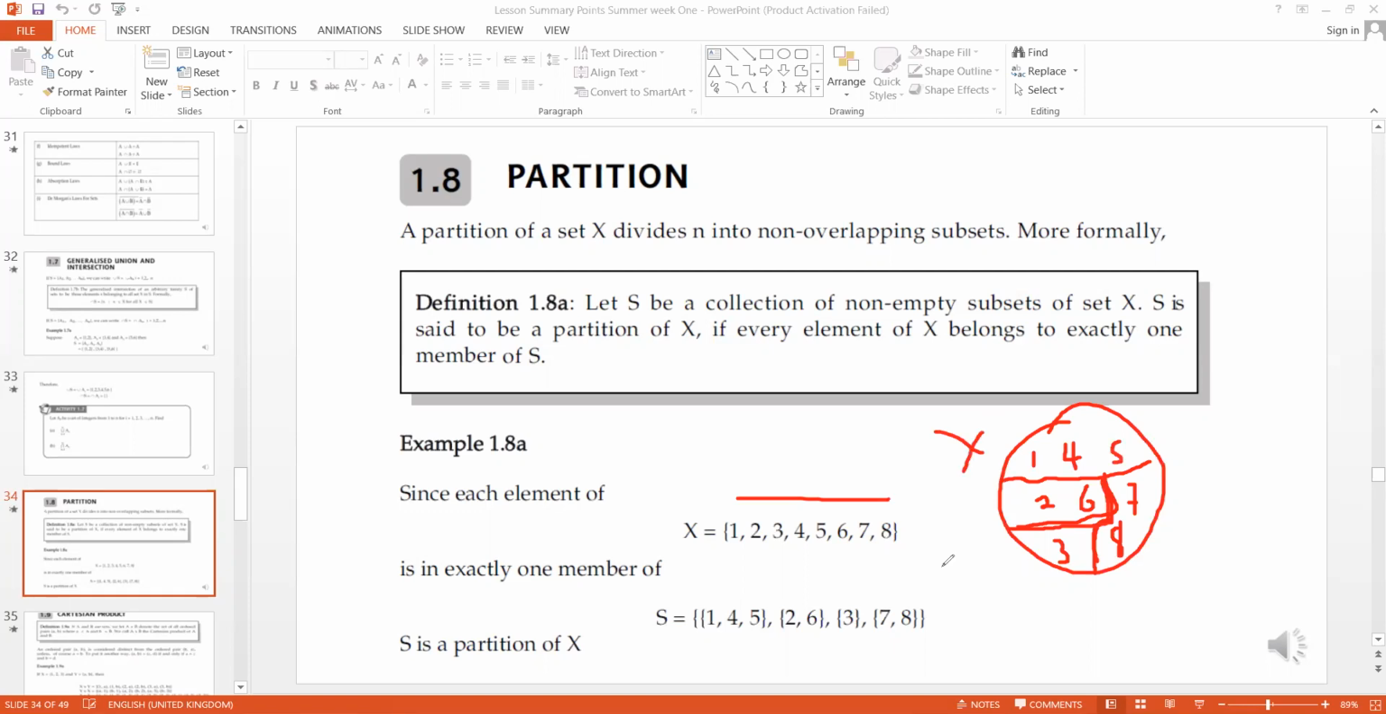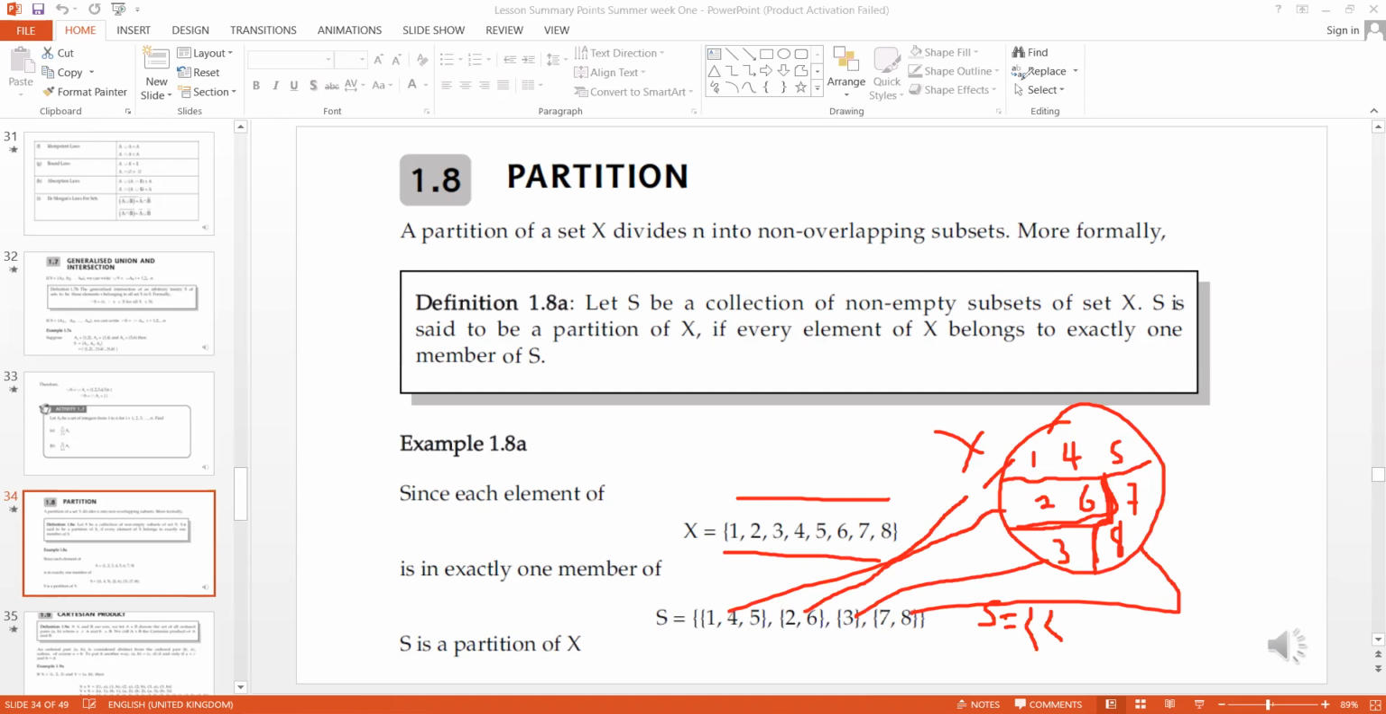So S is a partition. The set is a partition. Why? Because it has, first of all, divided the set X into non-overlapping subsets. The first subset is 1, 4, and 5. The next subset is 2, 6. The next subset is 3. And then the final subset is 7 and 8. Once that occurs, we say we have a partition of the set.